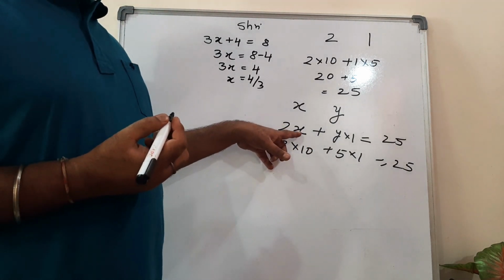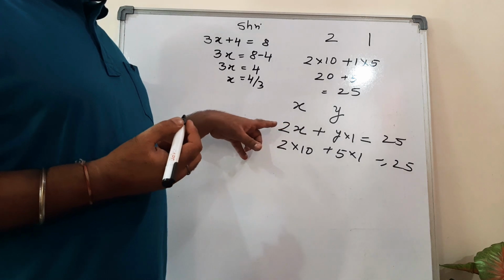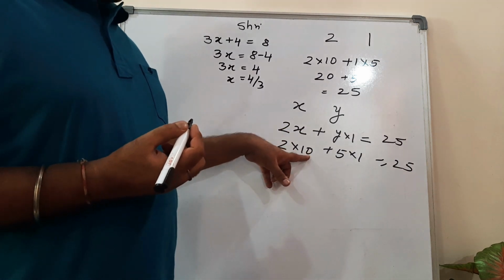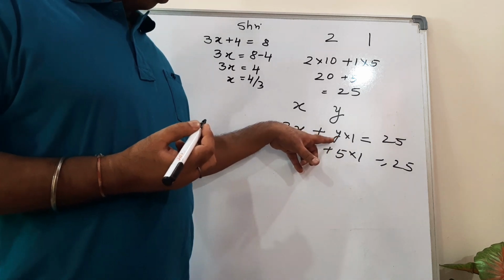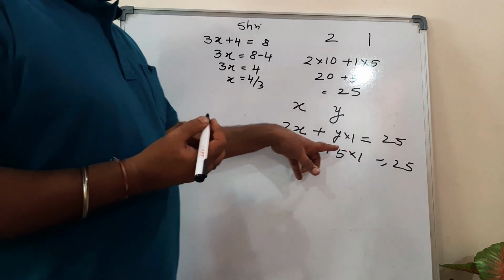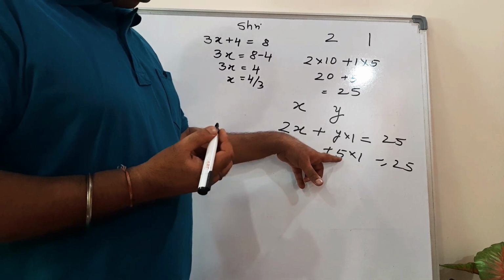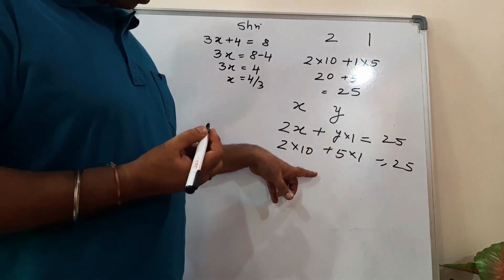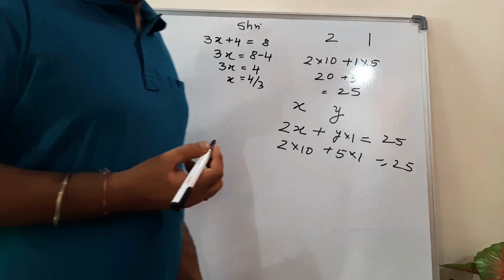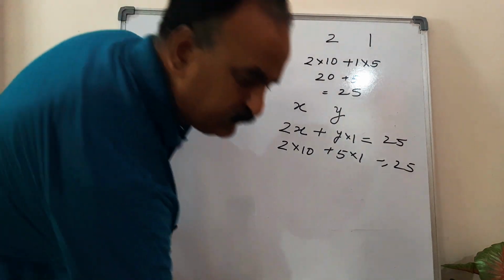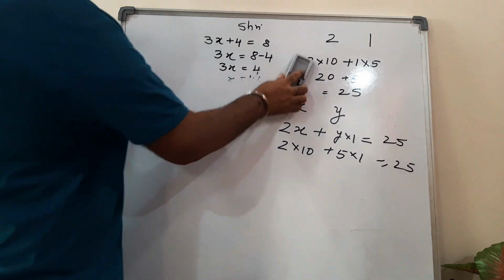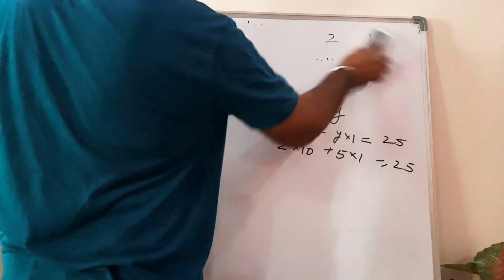Because the cost of the samosa is x and the quantity is 2, so 2 into 10 is 20. And the quantity of kachori is 1 and the cost is y, which means 5, that is, the cost of the kachori is rupees 5. So 5 into 1 means 5. So 20 plus 5 becomes 25. This is the concept of linear equation, that is, how to construct the linear equation. Now the question is how to solve the linear equations.